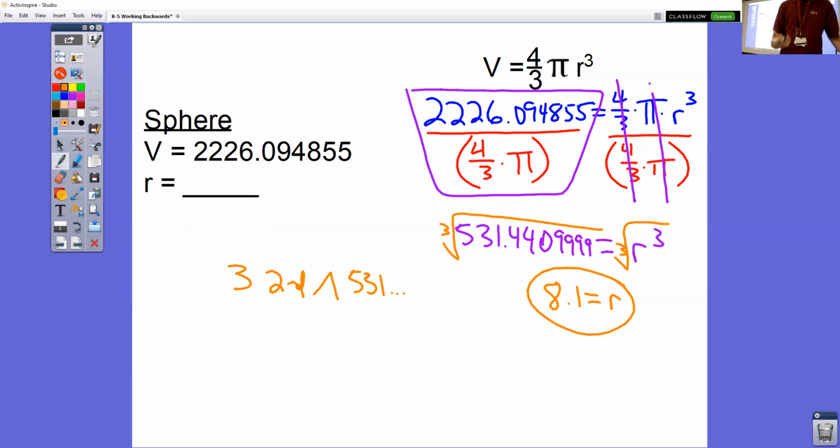Again, the steps: sub in what you know, divide by everything except for the letter that you're solving for. When you divide, you have to make sure that both sides are in parentheses. Whatever you do to one side, you have to do to the other. And then sometimes if you're solving for the height, that's just going to be your answer. If you're solving for the radius, you might have to take the square root or the cube root. And that is how you do it.